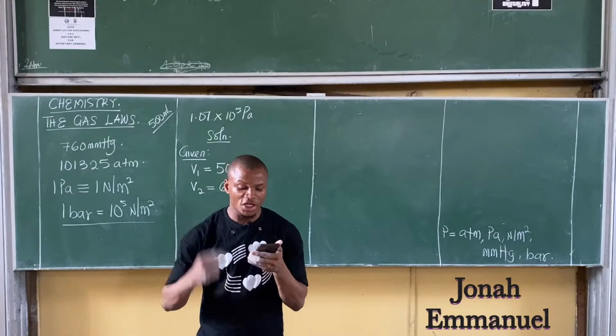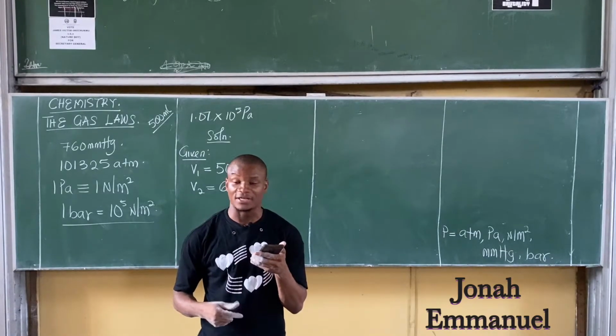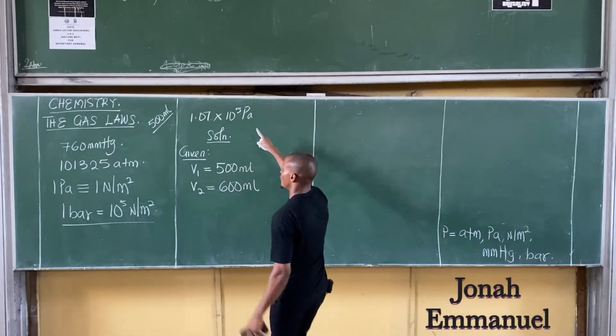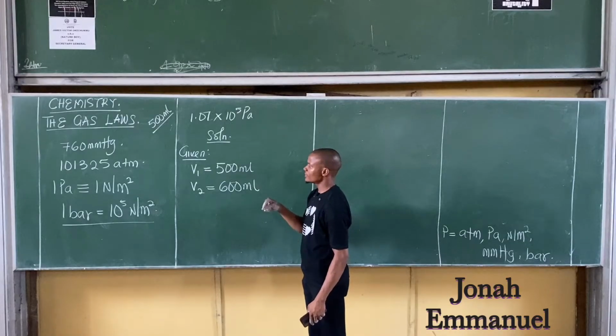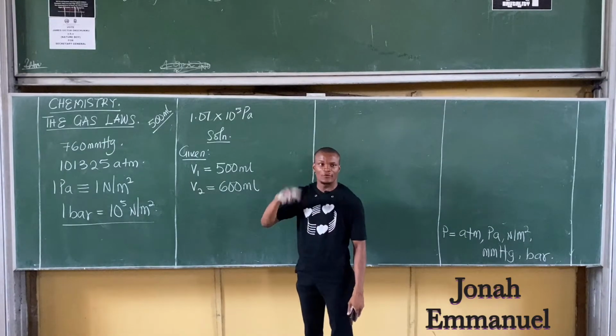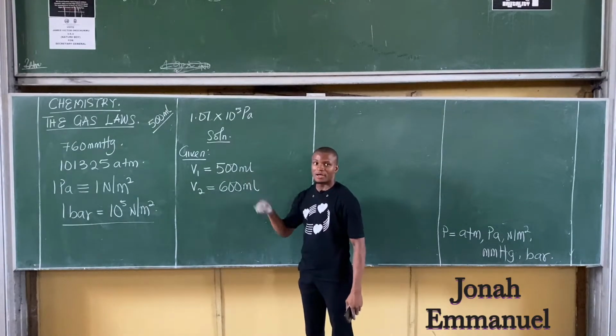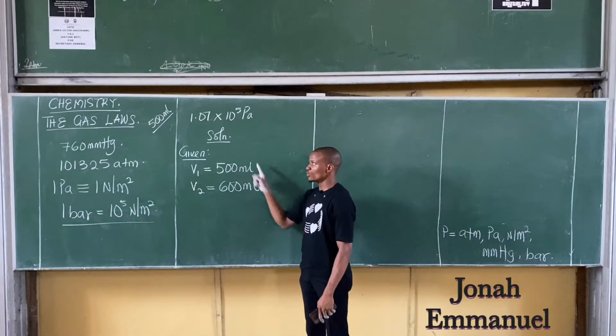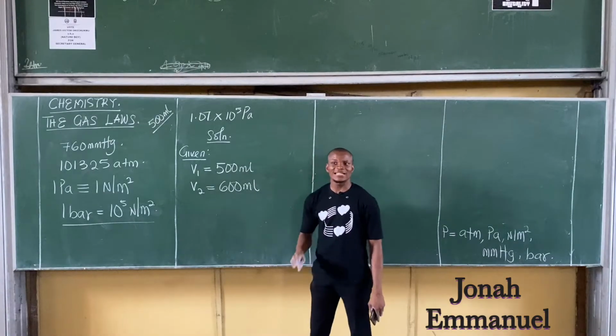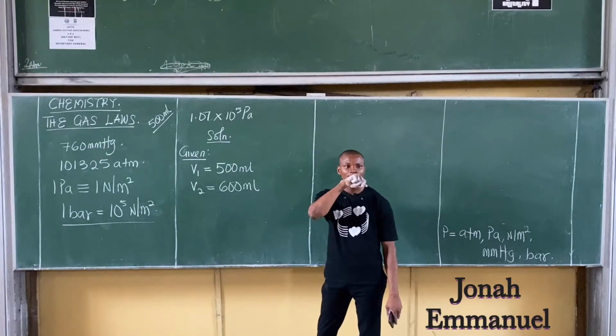Proceed. It says if the final pressure of the gas is this value here now. Is it, see, my first volume was V1. My second volume was V2. This pressure you're giving here, is it P1 or P2?